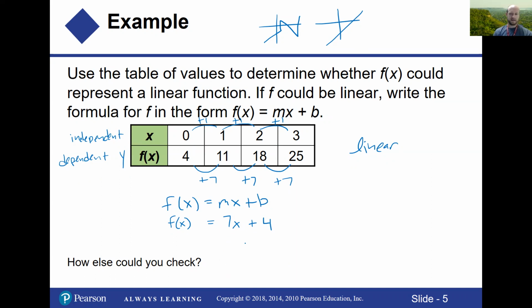How else could we check if this is linear? Well, we could just graph it, right? We could just graph it. And if these points all line up, then it would be a line, and it would. You guys can try that if you have graph paper.